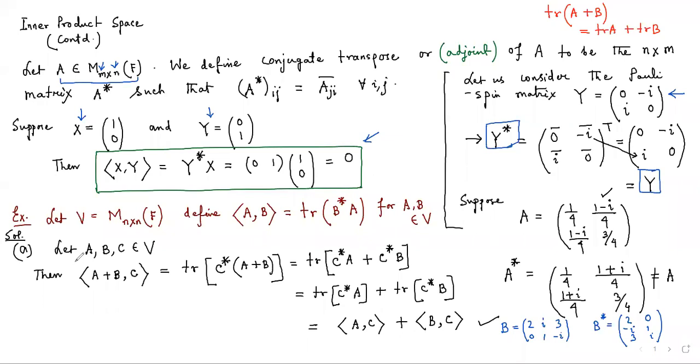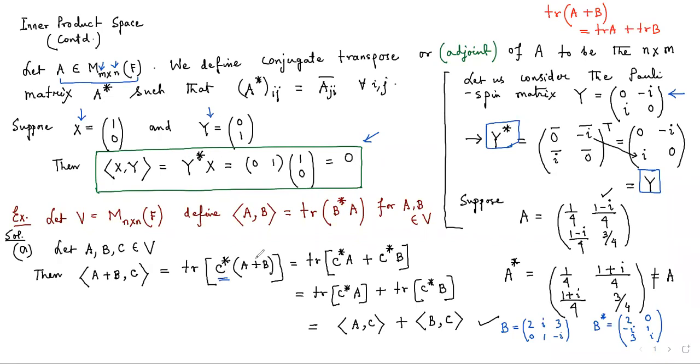The first property is the linearity property. So we consider three matrices A, B, C belonging to this vector space. Now the inner product of A plus B with C gives you the trace of C star times A plus B, because you see that Y changes its position. We take Y star first and then multiply it by X. Therefore we are taking C star first, and then multiplying C star from the right-hand side by A plus B. Now C star is getting all of these matrices as square matrices.